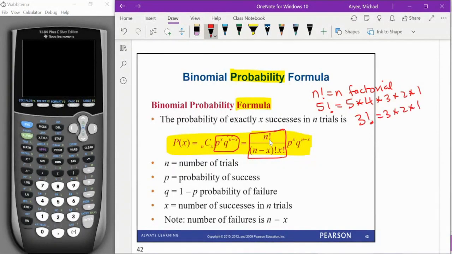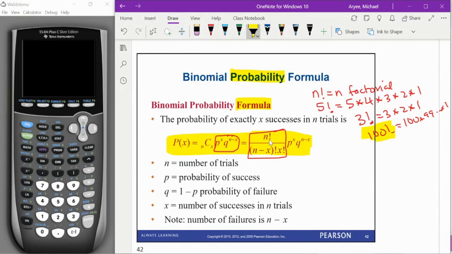If you have 100 factorial, that's 100 times 99 up to times 1. You're going to end at 1. So this saves a whole lot of space, right?